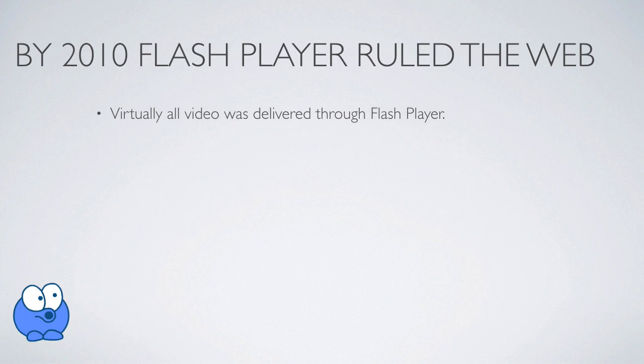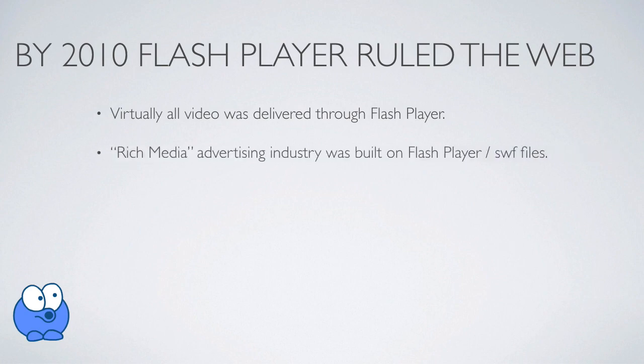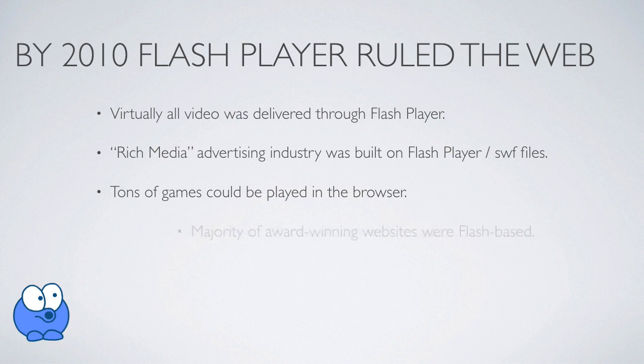Virtually all video was delivered through Flash Player. YouTube, Hulu, Netflix used Flash Player for streaming video with DRM protection. The entire rich media advertising industry was literally built on Flash Player and SWF files. Now you could have ads that you could expand, play videos in, or even play a game in. Speaking of which, tons of games could be played in the browser. Huge mobile titles like Angry Birds were ported to Flash Player and then integrated into Facebook. The majority of award-winning websites were Flash-based.